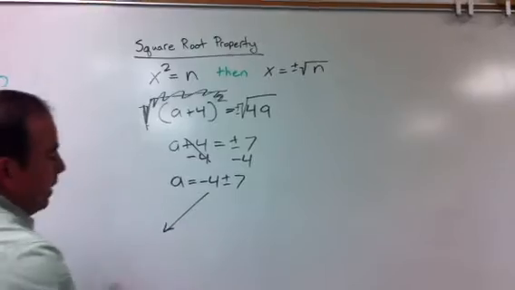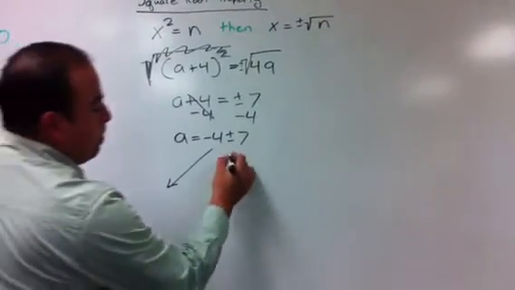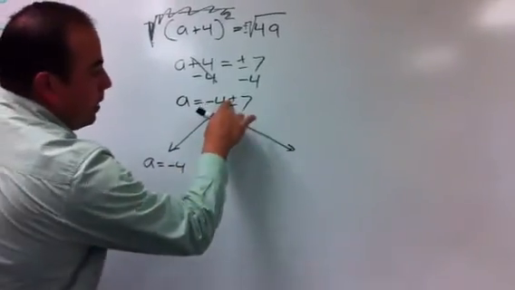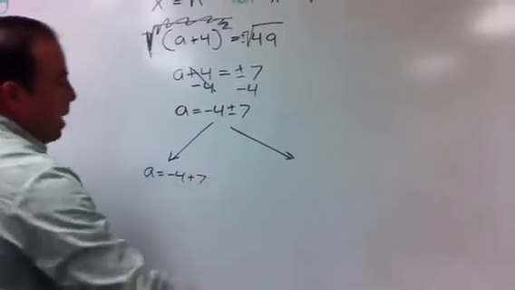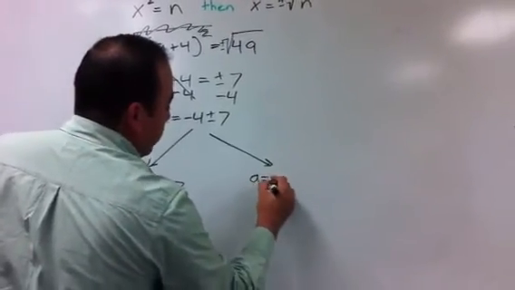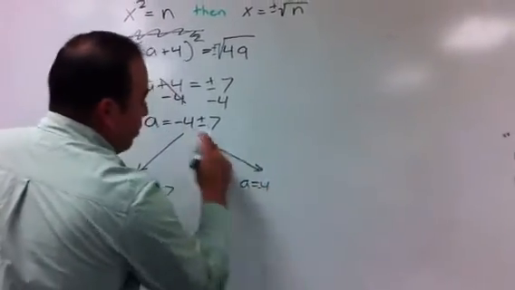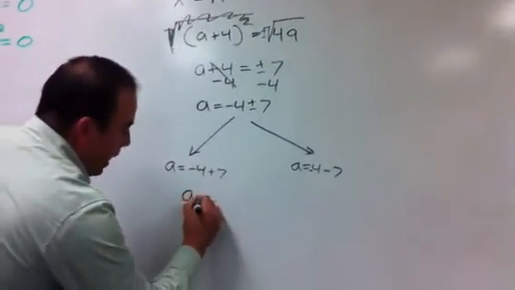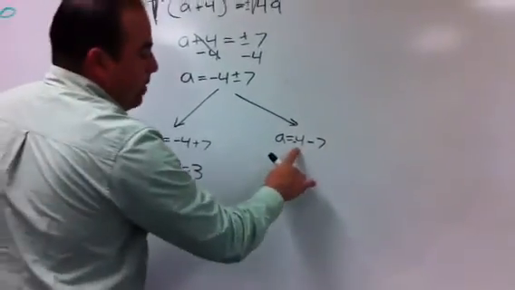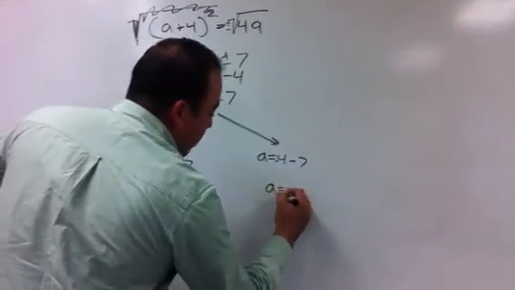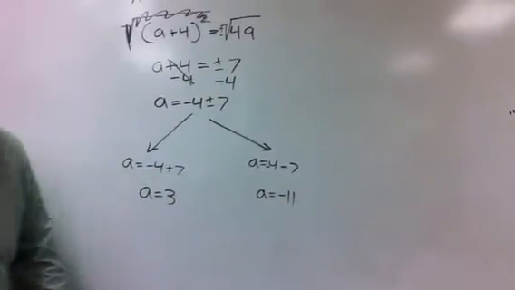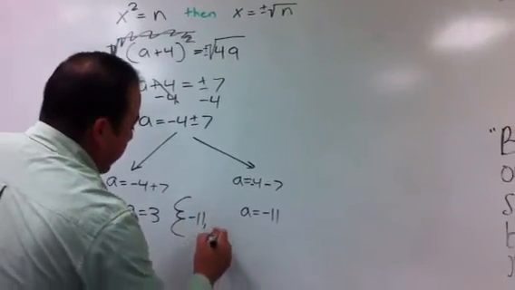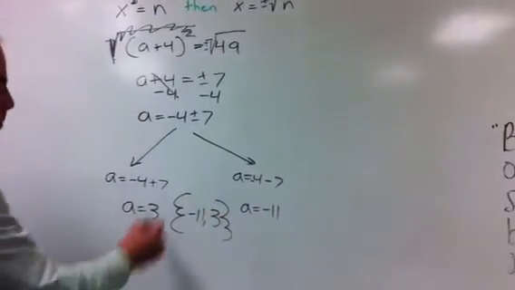So I like to branch off like this. I like to do the positive over here, and then the negative over here. So I have a equals negative 4, and for this one I'm going to use the plus 7. And over here I'm going to have a equals negative 4, and I'm going to use the negative 7 over here. So what I have is 7 minus 4, which is a equals 3. And right here I have negative 4 minus 7, which I have a equals negative 11. So what I have is my solution set, which is negative 11 and 3. And that's your answer.